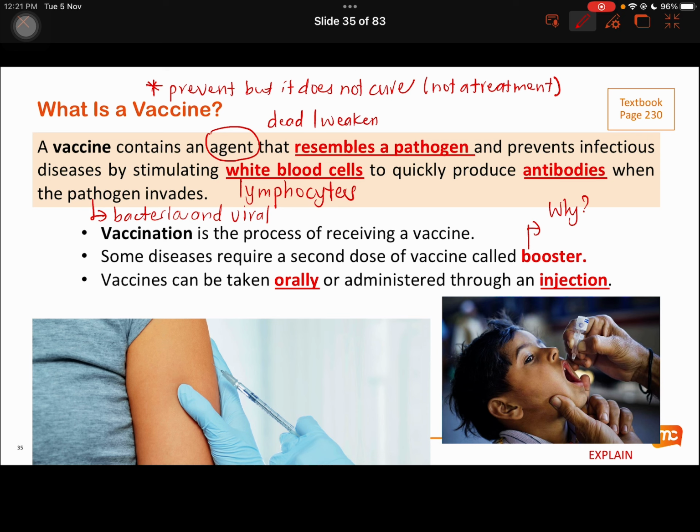One reason could be the decreasing number of antibodies that were produced in the first round of vaccine. Another reason could be the evolving of the virus. When a virus changes its shape and size and even genetic material, we need a new vaccine to stimulate our white blood cells to produce antibodies that can recognize the new strains.